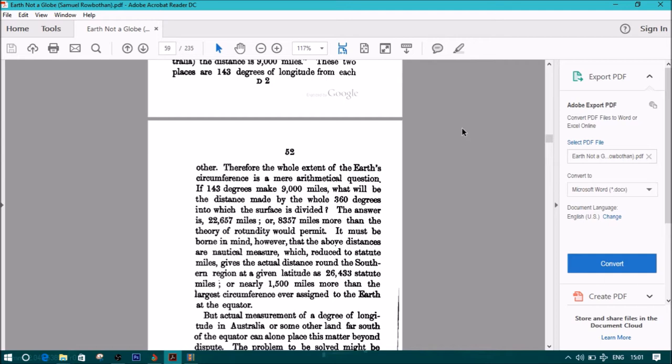It must be borne in mind, however, that the above distances are nautical measure, which reduced to statute miles gives the actual distance round the southern region at a given latitude as 26,433 statute miles, or nearly 1,500 miles more than the largest circumference ever assigned to the Earth at the equator.